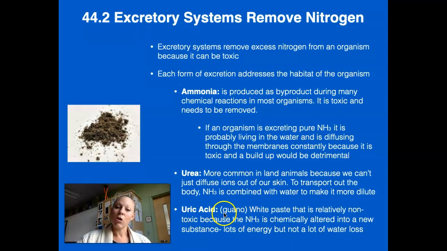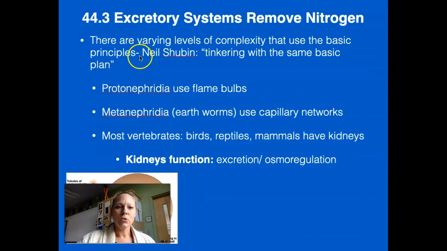Another adaptation is uric acid, also known as guano. This is a white paste; I'm sure you've heard that bats have guano. It is chemically altered. It is relatively non-toxic because the ammonia is chemically altered into a different substance. The organism is not going to lose a lot of water, so that's a benefit. However, it does cost a lot of energy to produce this guano or uric acid. And so we move on to different excretory systems that remove nitrogen.